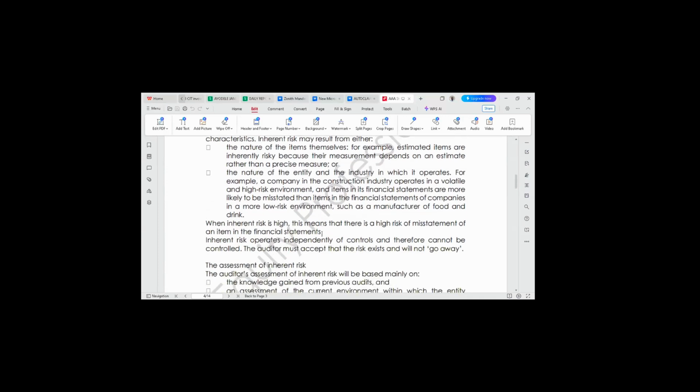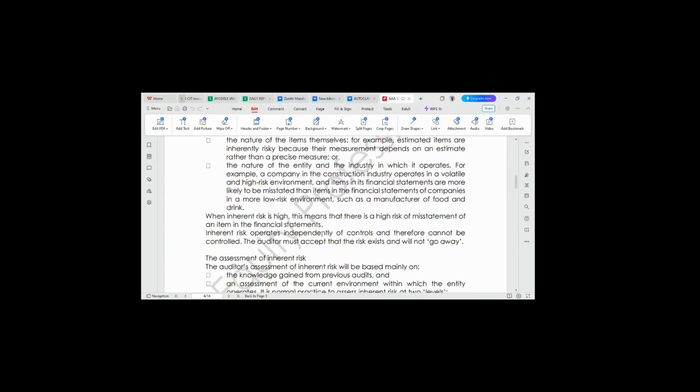Control risks are risks that exist as a result of the fact that the existing internal control system.